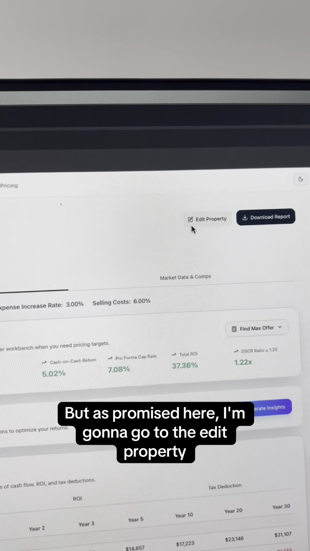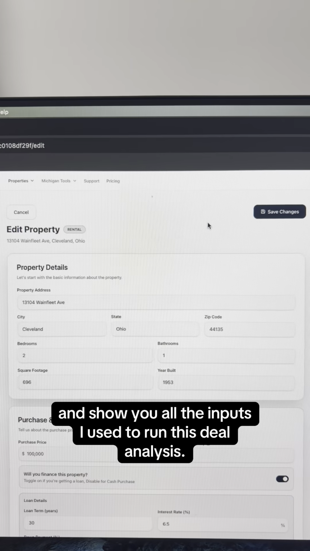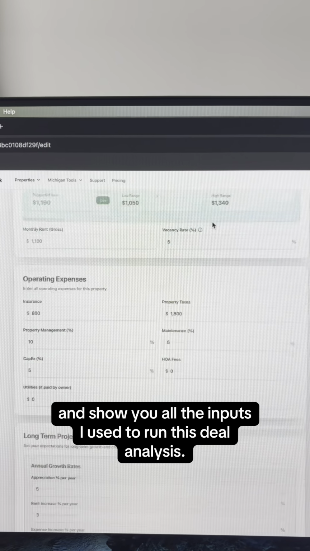But as promised here, I'm going to go to the edit property and show you all the inputs I used to run this deal analysis.